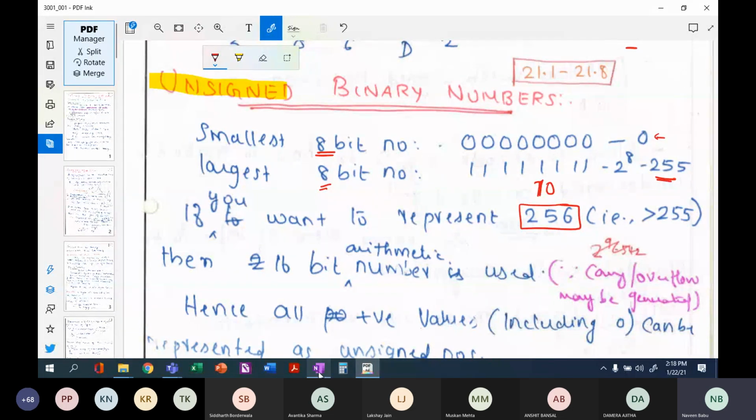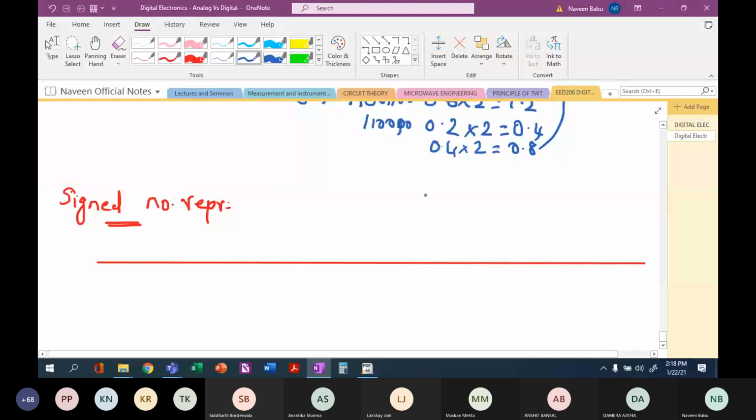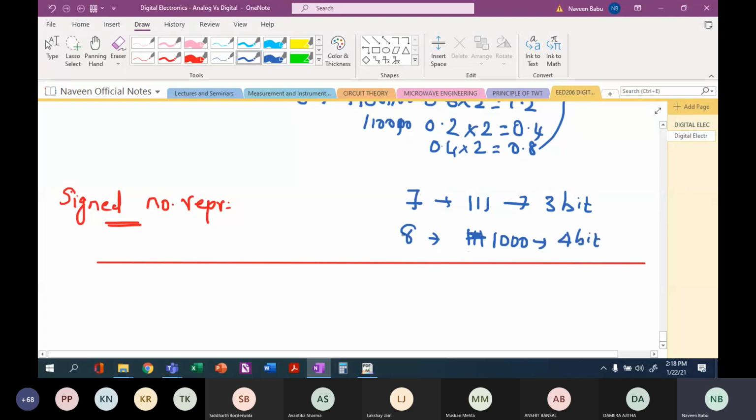To put it in simple terms, if you are representing, say for example 7, what is the decimal equivalent of 7? 111. So you are representing it as a 3-bit number. If you want to represent 8, then you have to represent a 4-bit number, and though you are trying to represent only 8, you can still go ahead with a maximum of 1111 for a 4-bit number, which means the maximum number now will be 15, right?